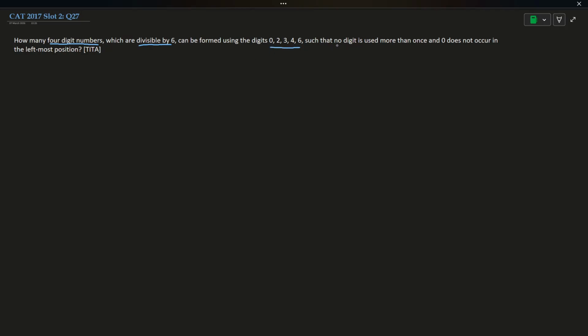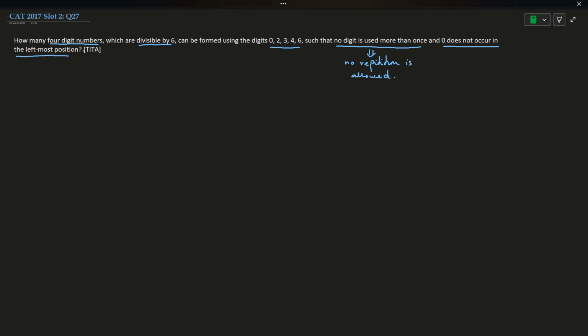Thus no digit is used more than once, no repetition. This means no repetition is allowed, guys. And 0 does not occur in the leftmost position. Yeah guys, this information, 0 does not occur in the leftmost position.